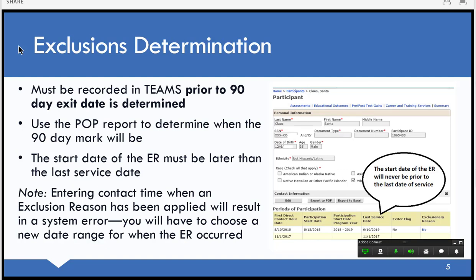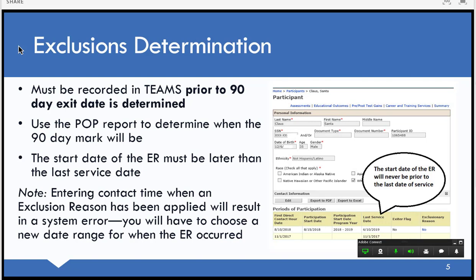So again, the start date of the exclusionary reason must be later than the last service date. So if an individual, and in this circumstance you see on your screen, if their last service date was 6/10/2019, then the earliest you would be able to enter an exclusionary reason would start 6/11. And the reason for that, it makes a lot of sense if you really think about it.